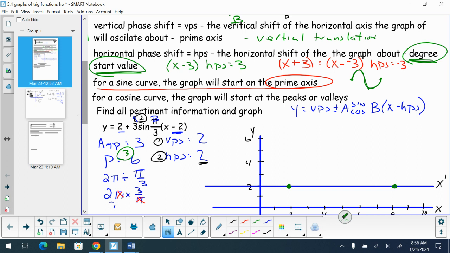Cosine curve, we start at our peaks. So we climb the steps of the roller coaster to the very top. Cosine curve, we start at a peak, and we're automatically in scream mode. And then back up again. Your prime axis, once again, you have to go above it and you have to be below it.